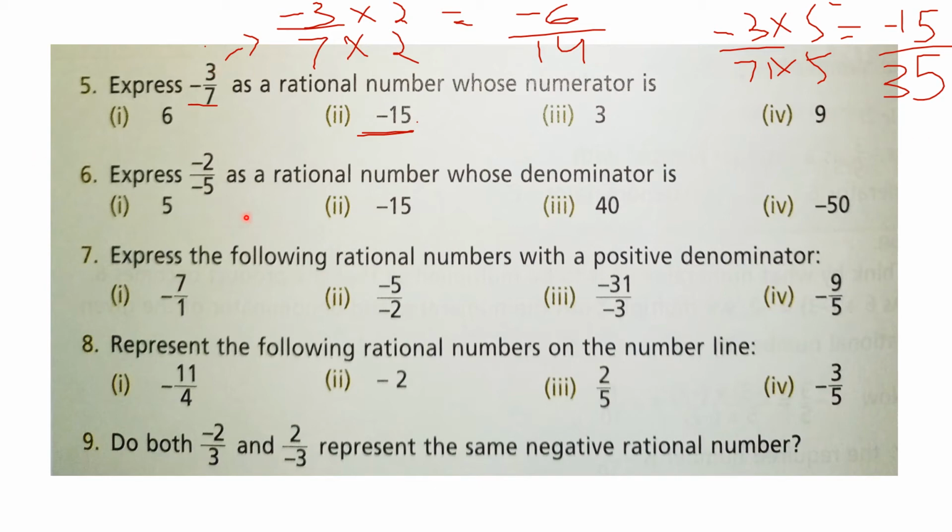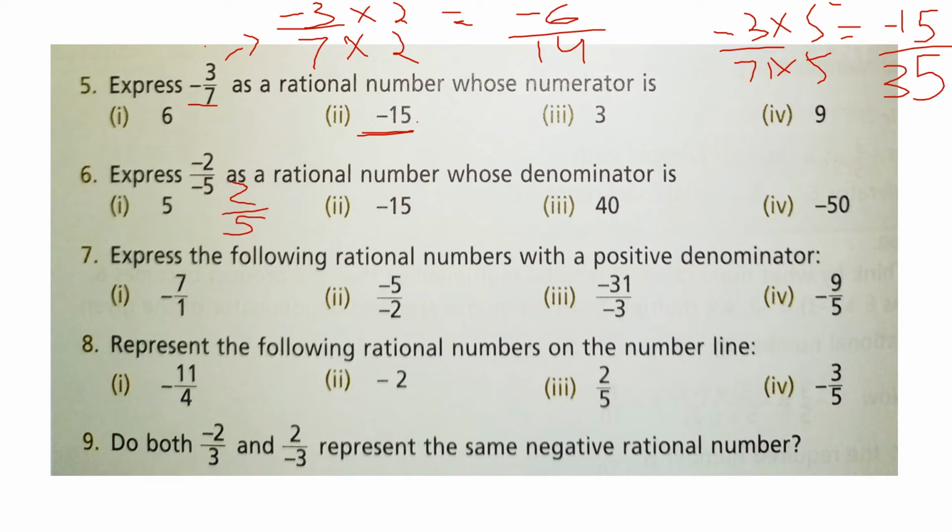In question number 6, you have to change the denominator. We have minus 2 by minus 5. We have to rewrite this rational number with denominator 5. Here it is already 5, you just have to remove this minus sign. So minus minus plus, we can simply rewrite this rational number as 2 by 5. We don't need to multiply it with any number because you just had to remove the sign.